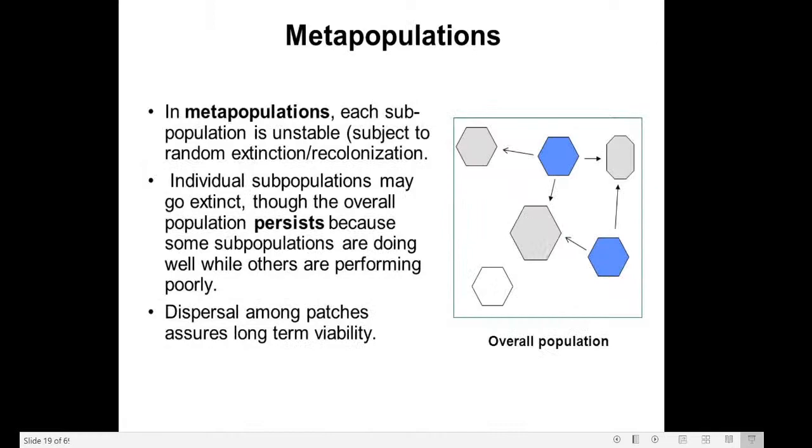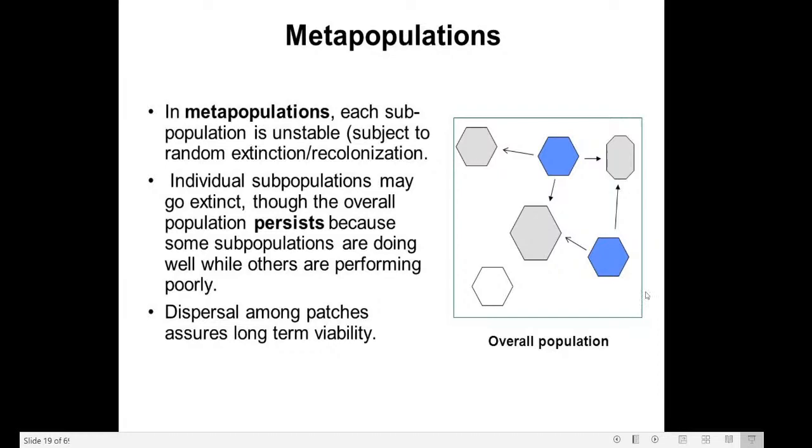Okay, this concept, metapopulation, is an interesting one, because in a metapopulation the subpopulations are unstable. Thus that group of the subpopulations is called the metapopulation. Individual subpopulations may go extinct, while the overall population persists. That is maybe extinct or exhausted.